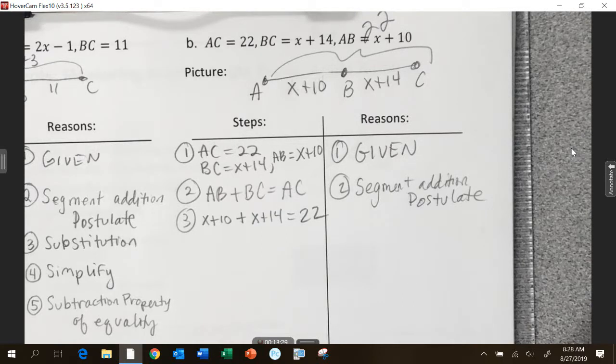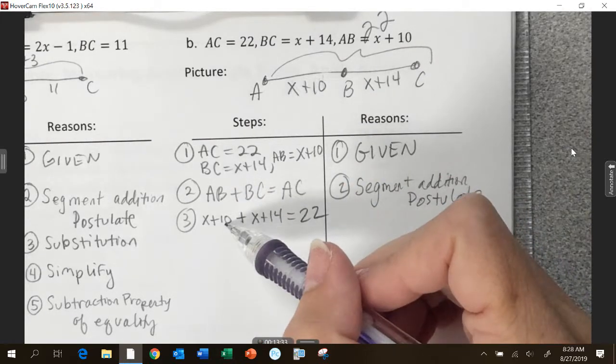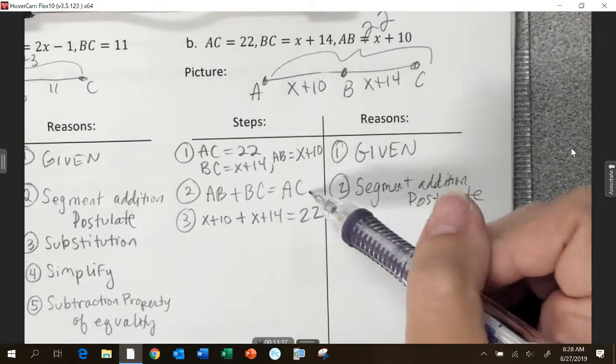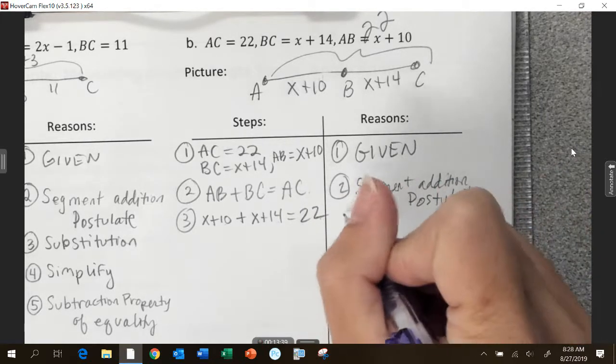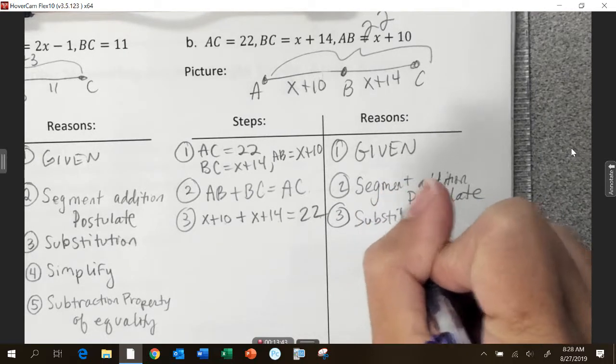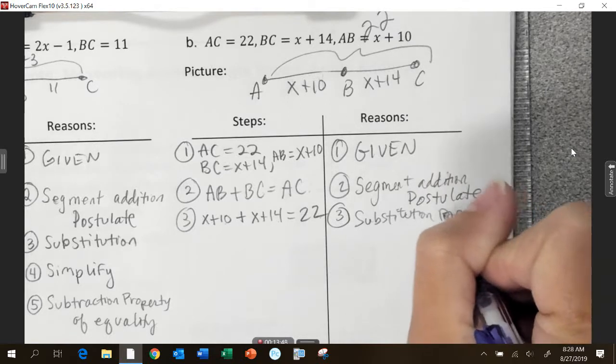And why did he tell me to do that? Cameron, your favorite reason? Substitution. We're just taking what AB equals and putting it in that spot. We're taking what BC equals and putting it in that spot, and what AC equals and we put it in that spot. Substitution property. There we go.